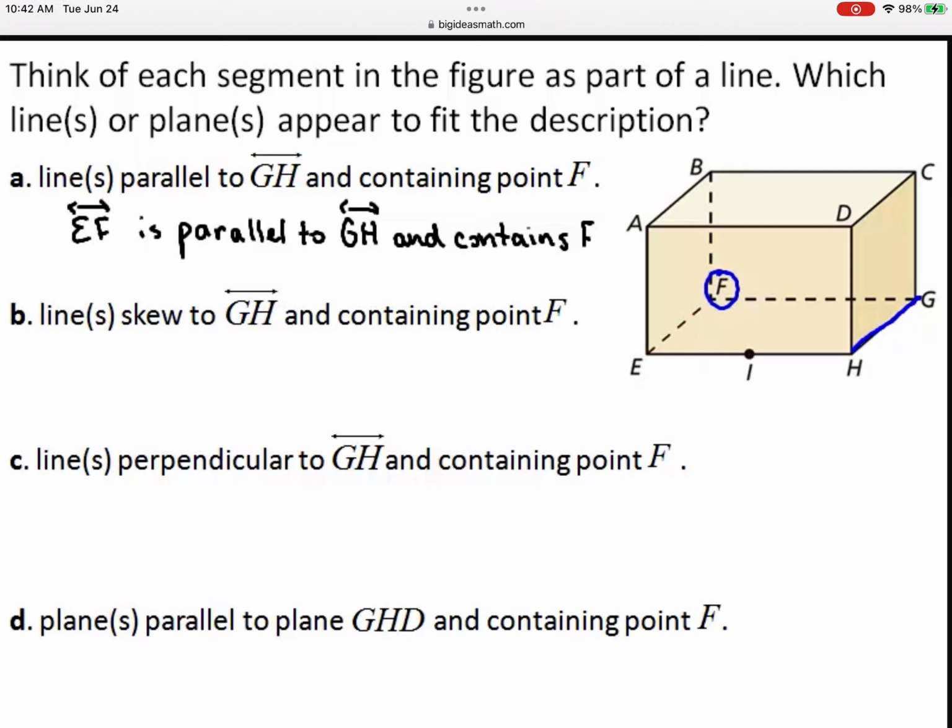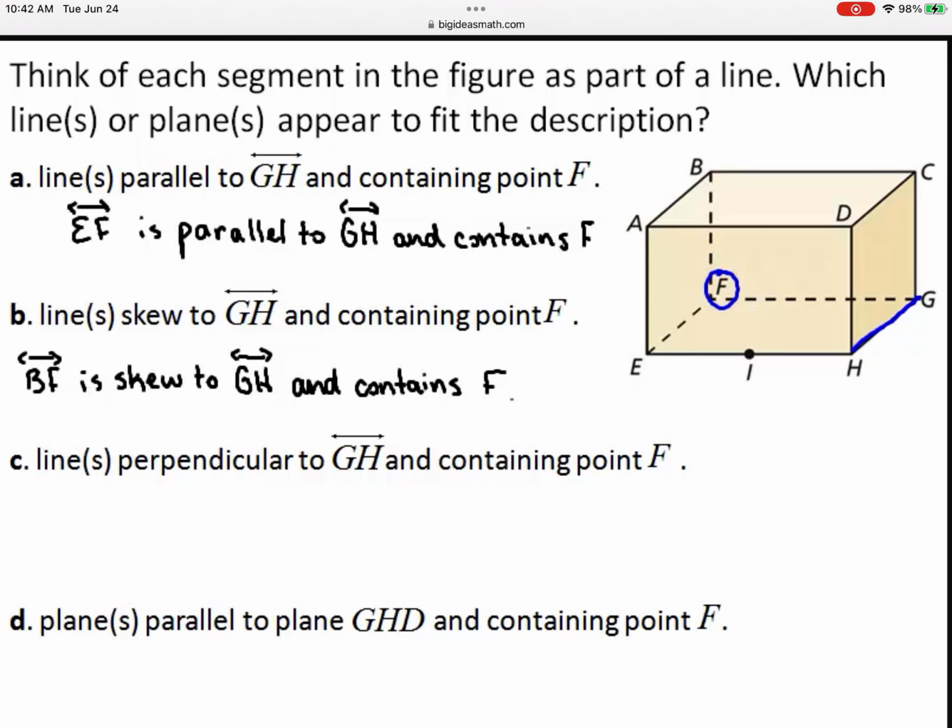Part B. Line or lines skew to line GH and containing point F. So line BF is skew to line GH and contains point F, because line BF is the only line that contains point F and does not intersect line GH and is not coplanar with line GH.